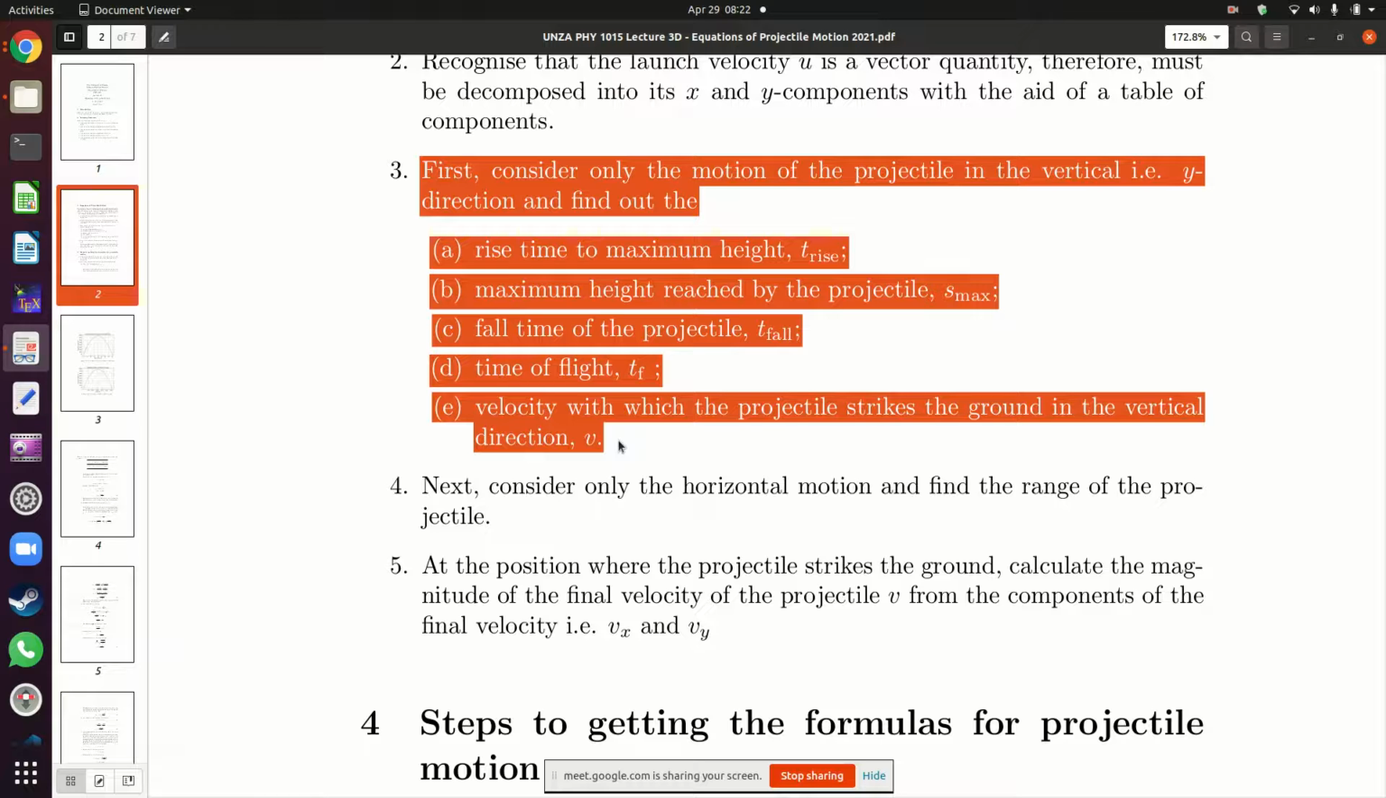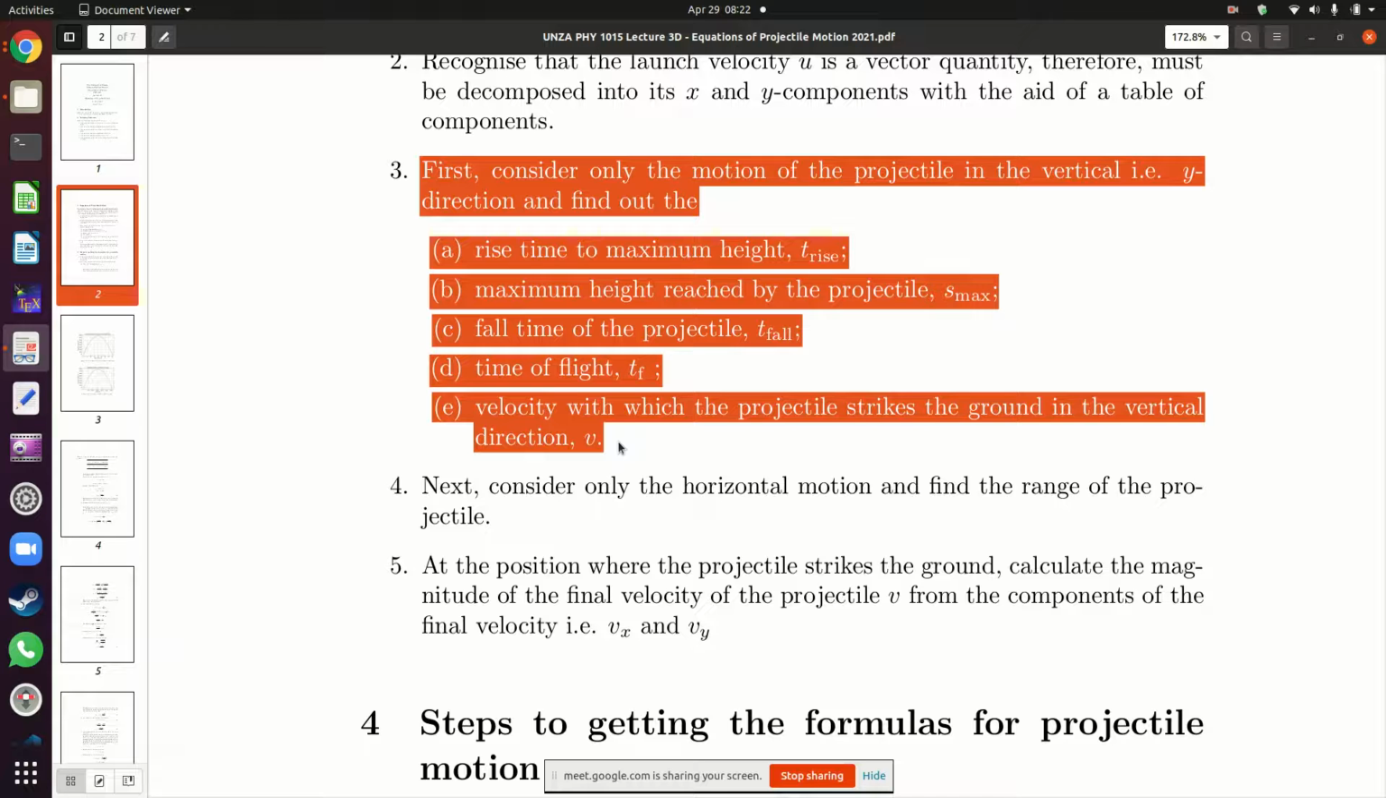So for the time being, what we are interested in as far as the horizontal direction is concerned is how far the projectile is going to move. That's what we're interested in. We are interested in the flight time. But for us to find the flight time, we need to look at what's happening in the y direction. That's why in step 3, we consider only the motion of the projectile in the vertical direction.